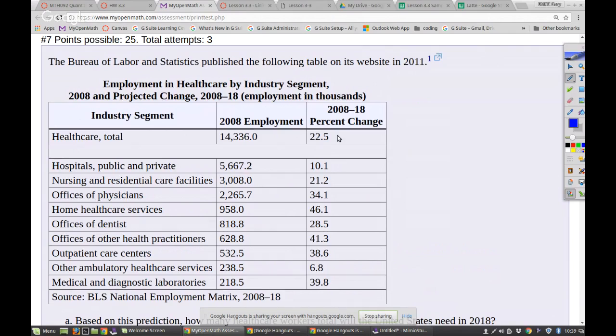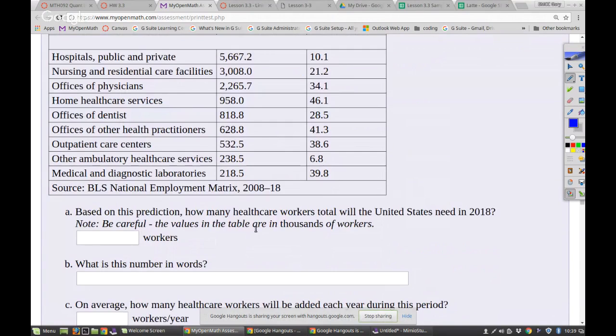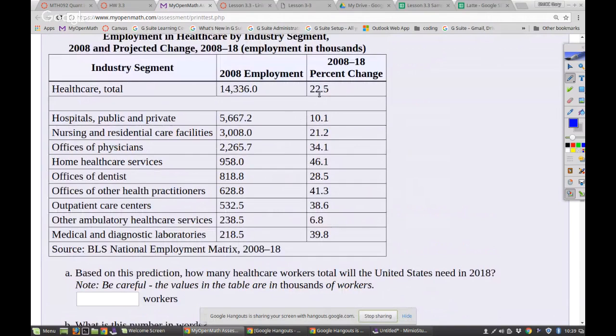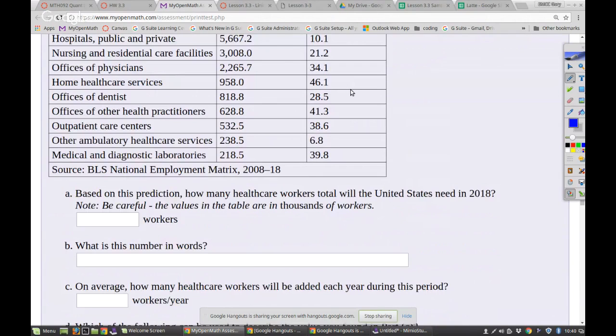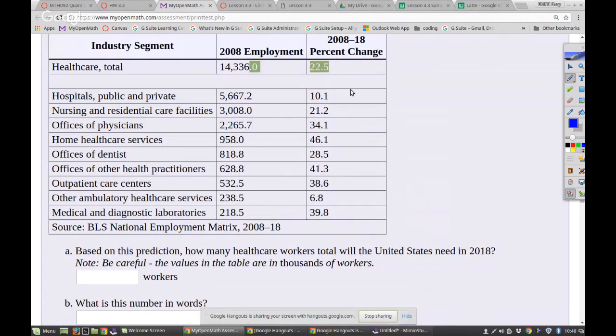So how much change would there be per year then, percentage-wise? If it's 22.5 over 10 years, what would it be over 1 year on average? Yeah, about 2.25. Just shift that decimal place over, divide by 10. Okay, so those are some things we're going to need to do. All right, so next thing, come down here. Based on the prediction, what's the prediction? That we're going to have a 22.5% increase based on the starting value. And what is the real starting value? Not 14,000, but 14 what? 14 million. They want us to use those 2 numbers to predict how many healthcare workers there are going to be in 2018. Whip out a calculation, tell me what you get.